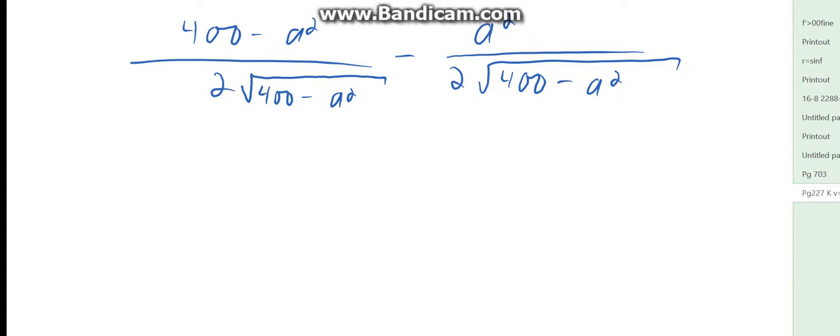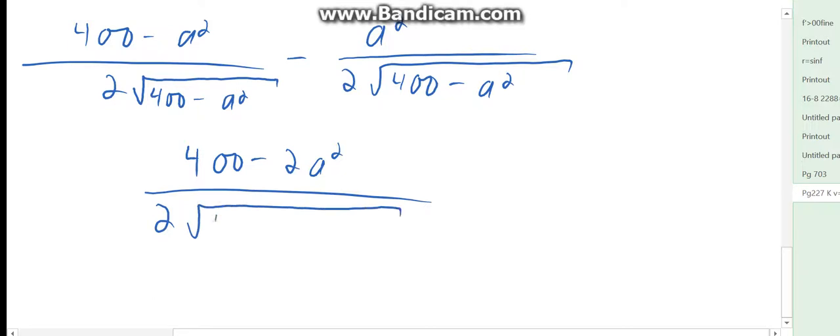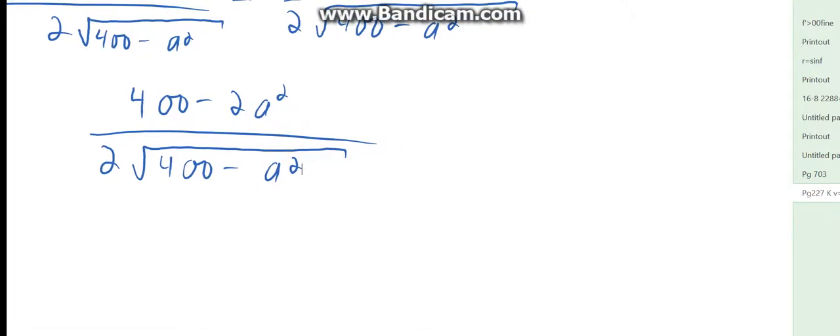Oh, this makes sense. Now we got a common denominator. We can put it all together. And that's going to be, in the numerator, 400 minus 2A squared over 2 times the square root of 400 minus A squared. So we can cancel out a 2 if we want to, right? But we just need to know, so you can do that, that's fine.